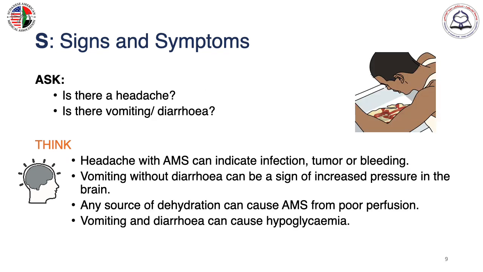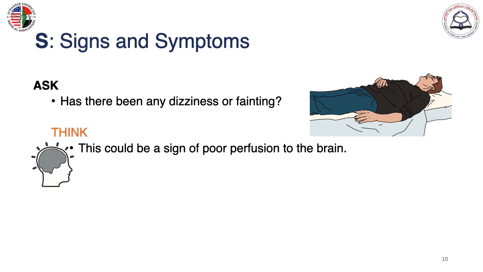Ask if there is headache, vomiting, or diarrhea. Vomiting and diarrhea with significant dehydration lead to hypoperfusion and can lead to altered mental status. Headache alone or headache with vomiting can point to intracranial infection or tumor or bleeding inside the brain. And also a patient with vomiting and diarrhea might have hypoglycemia. Ask if there has been any dizziness, because poor perfusion can lead to dizziness. And at the same time, you want to make sure if there is any source of fluid loss.